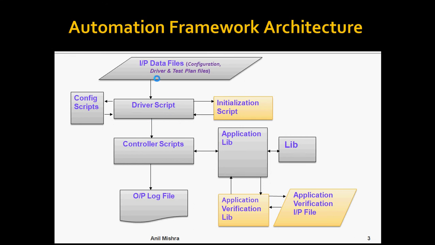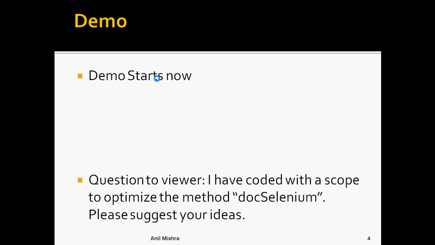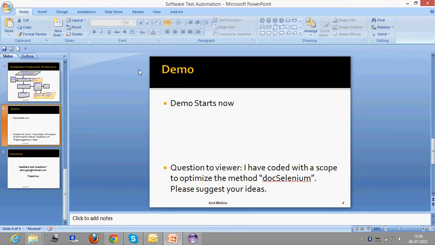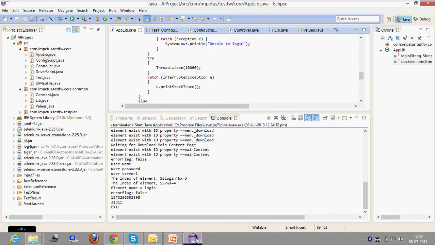So I would like to quickly move to the demo, which is the next item for us. Let's open Eclipse here. As you have seen in the block diagram, you can see that these libraries are here. Applib is the application library, then the config script, which you saw as one of the blocks, the controller script, and the driver script. Just ignore this one, it is just for playing purposes.